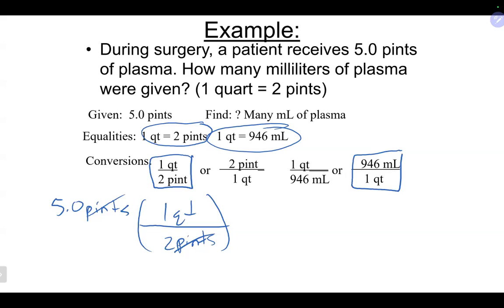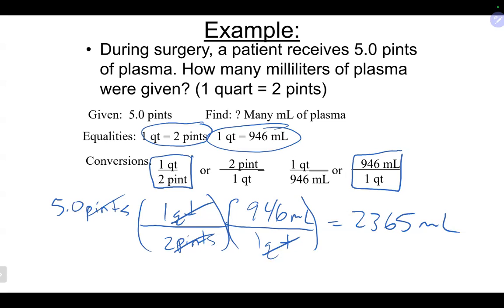Since the units are in the proper places, we will set it up 1 quart on the bottom, 946 milliliters up on top. The quarts will cancel. Here we're going to multiply the 5 times the 946, come back and divide it by 2, going to yield us 2365 milliliters on our calculator.